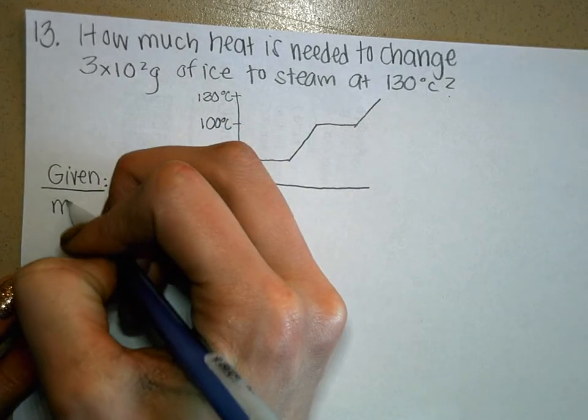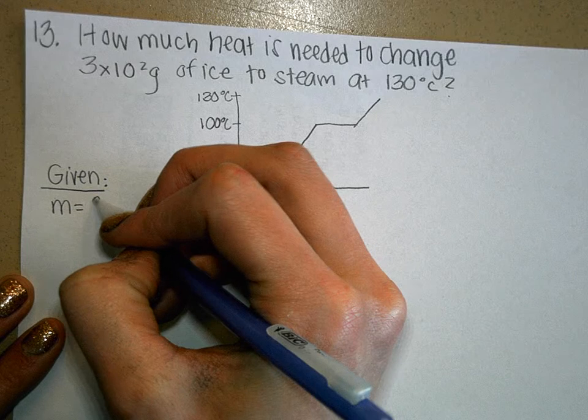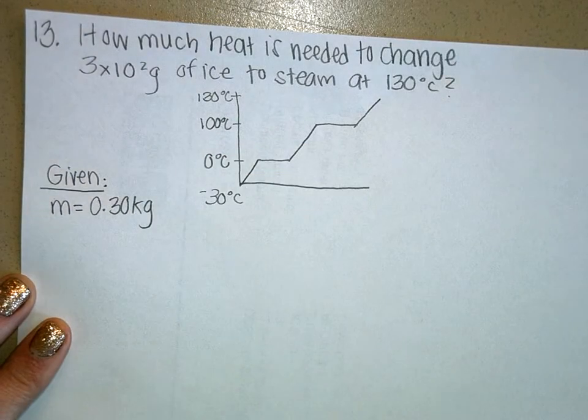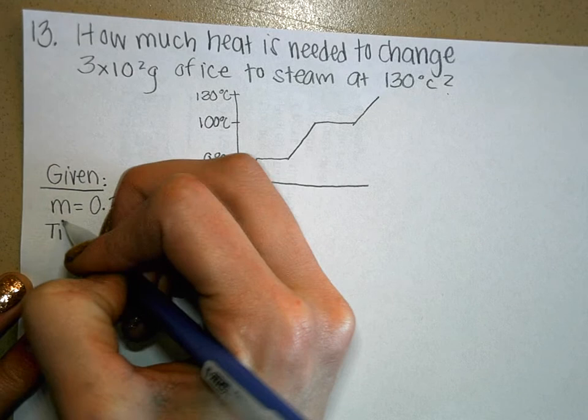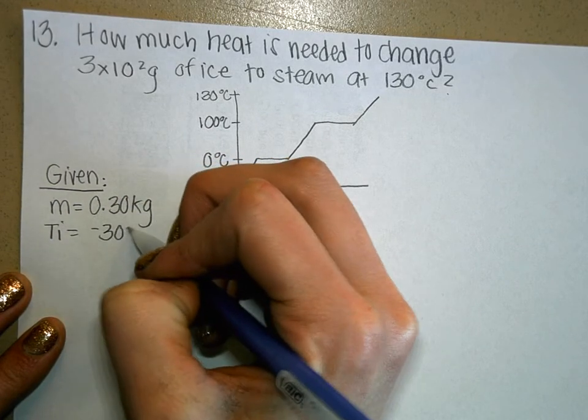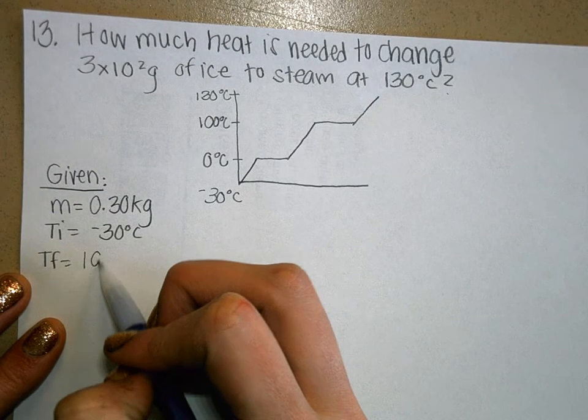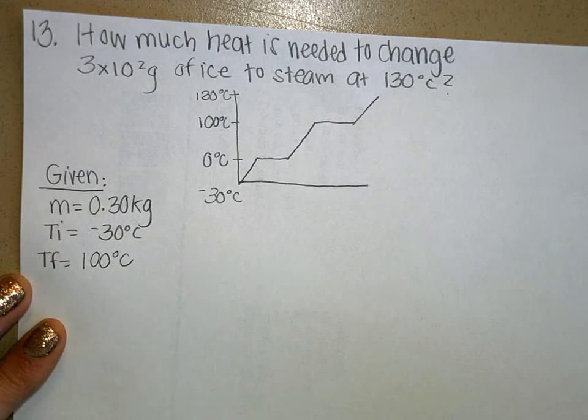So we should convert our mass to kilograms. So that's just 0.3 kilograms. And our initial temperature we're starting out at is negative 30 degrees Celsius. And our final temperature is 100 degrees Celsius.